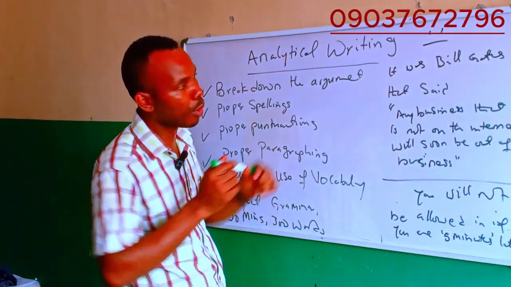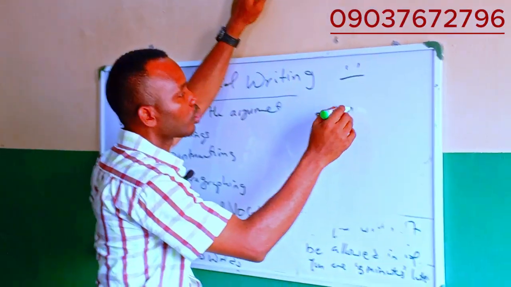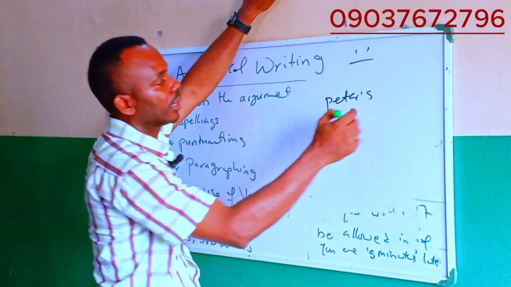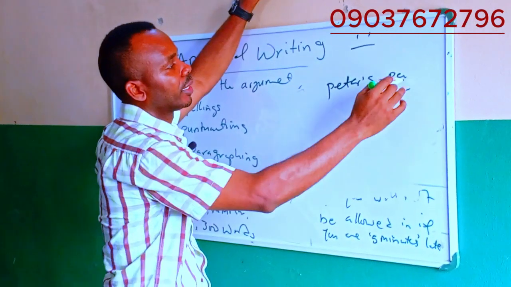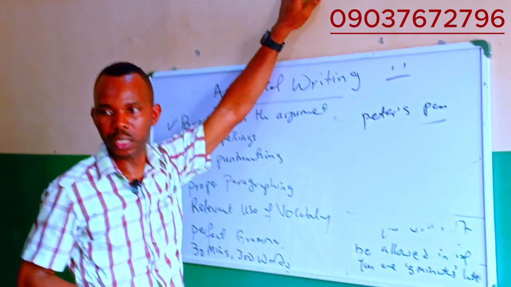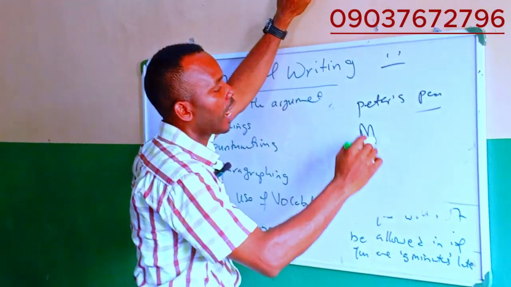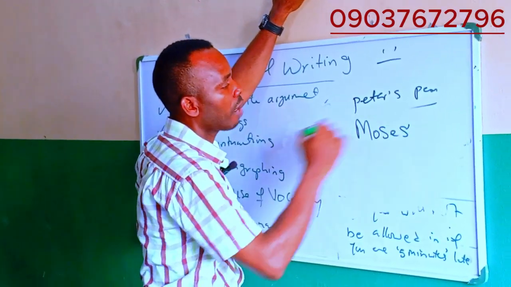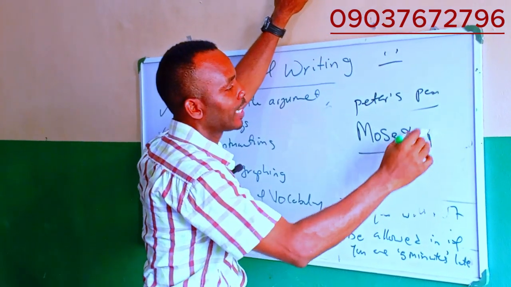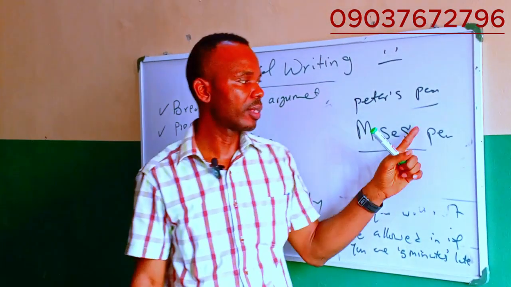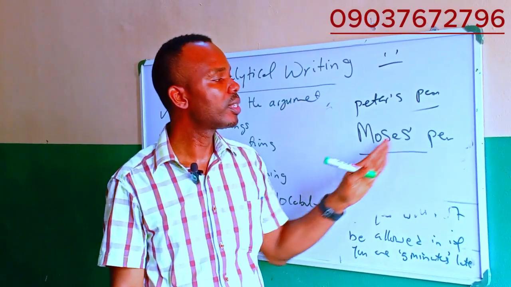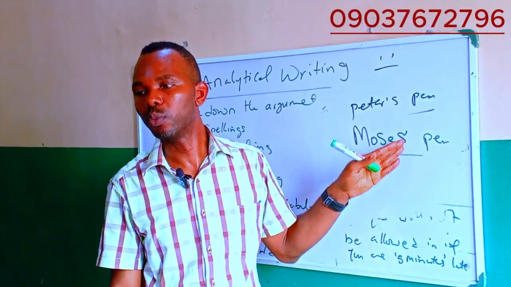Now, you use apostrophe to denote belonging. Let's say Peter's pen. So it means that the pen belongs to Peter. Now, however, if I have a word in plural form or a word that is ending with an S, I don't need to add another S in front. So Moses' pen, the pen belongs to Moses.